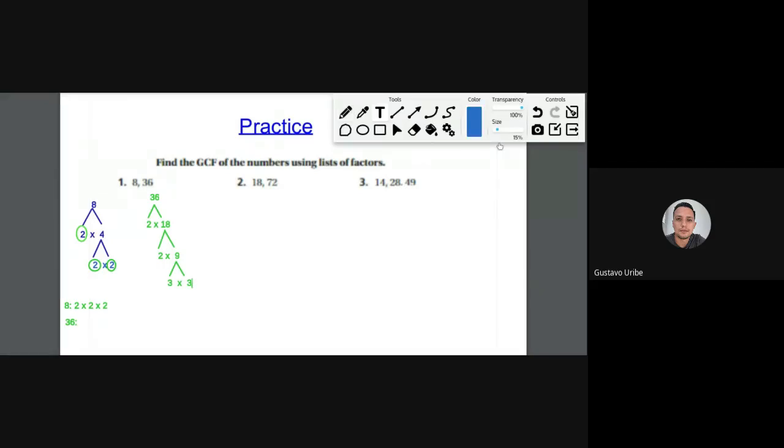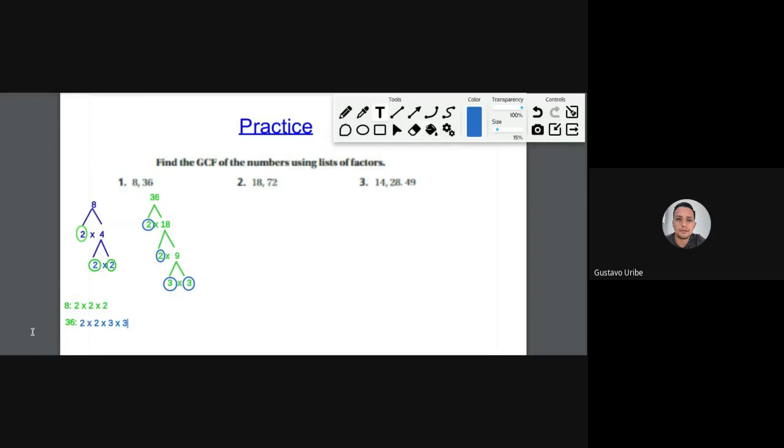All right, so these are all prime. So I have these ones right here. And my prime factorization of 36, well, I have 2 times another 2 here times 3 times 3. And we can check this. 3 times 3 is 9, times 2 is 18, times 2 is 36.